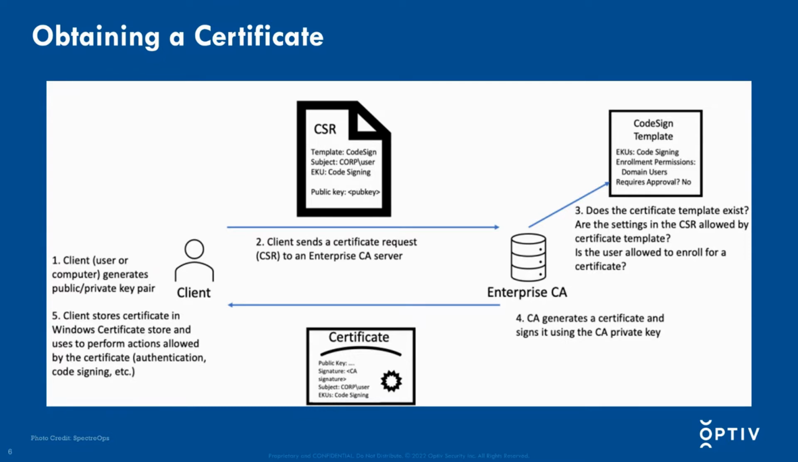Once that CSR gets to the CA server, it's going to check a few things. Does the certificate exist? Is the user allowed to request a certificate? Are the fields they're asking for valid? And do checks in that manner. If everything checks out, the CA is going to sign that certificate with its private key and send it back to the client. It's then stored in their Windows certificate store, and then they can perform actions allowed by the certificate. There are a few of these, and we'll be getting into them in a little bit.